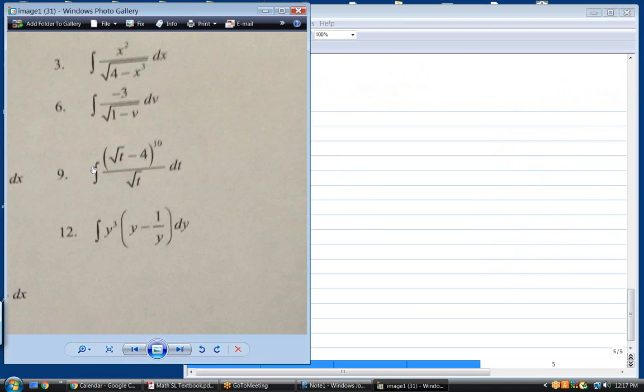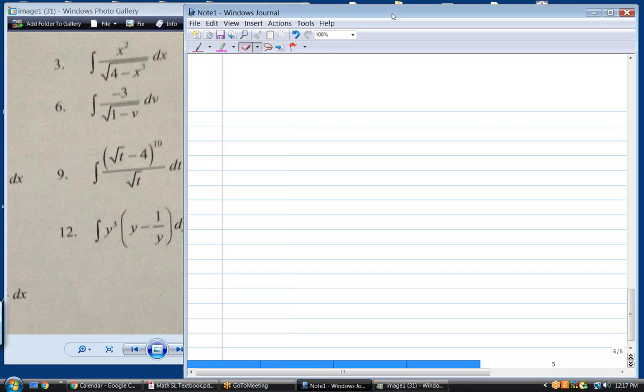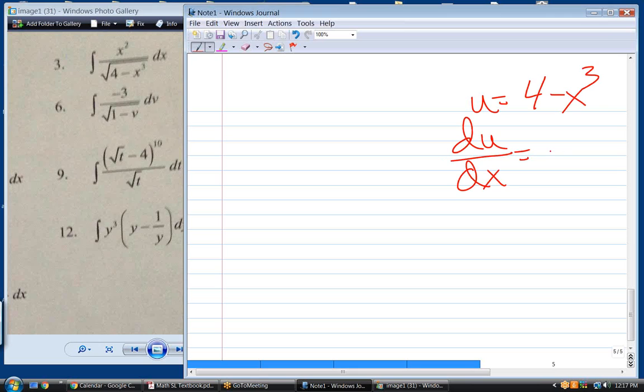that's the case. Now, number 3. What's the inside going to be? 4 minus x cubed. What's the derivative of the inside? 3x squared. Minus 3x squared. Oh, minus 3x squared. Which means du is equal to minus 3x squared dx.